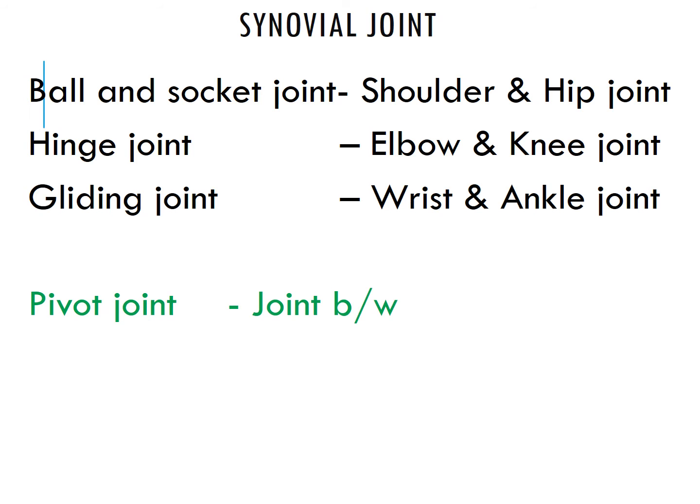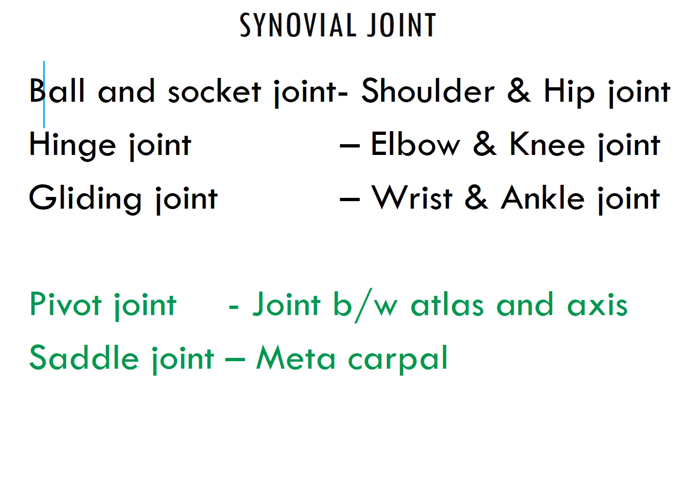Example of a pivot joint is a joint between the first and the second vertebrae, which is called atlas and the axis. Example of a saddle joint is the joint that is present in the metacarpal of the thumb. So please remember 5 types of synovial joints. Most important, ball and socket joint, shoulder and hip. Hinge joint, example elbow and knee. Gliding, example wrist and the ankle joint.